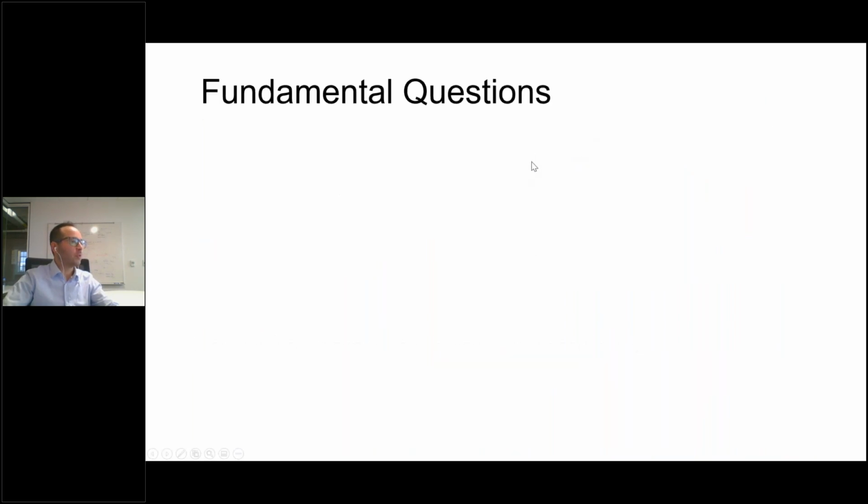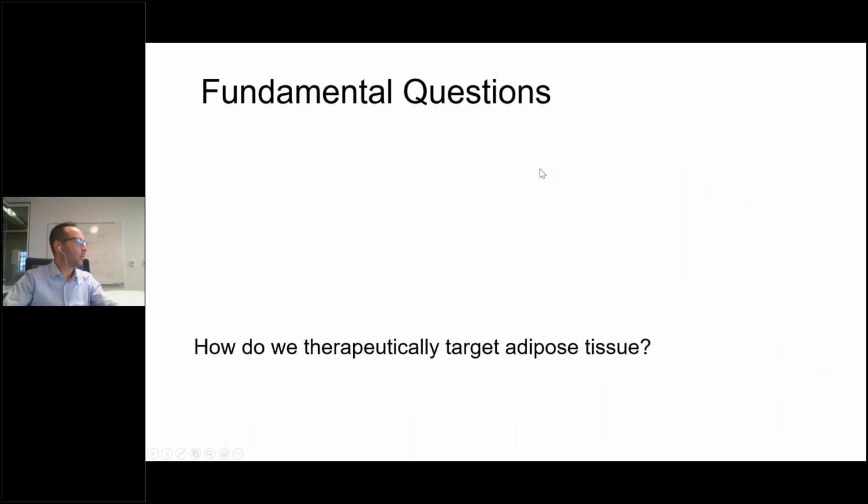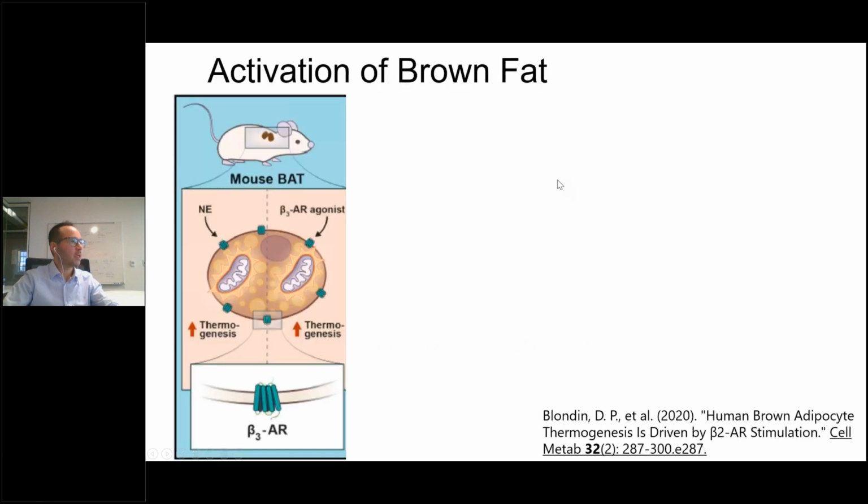And finally, this brings us to our last question, and that is, how do we therapeutically target adipose tissue? So in rodents, we have a pretty good idea of doing this, and that's through the activation of these beta-3 adrenergic receptors, which again are found on the surface of brown adipose tissue. These receptors under physiological conditions are activated by norepinephrine, which is released in response to cold. And we have a good panel of drugs developed, such as the beta-3 adrenergic agonist, which can selectively target the receptors in the rodents. And activation of these receptors are known to have potent anti-obesity and anti-diabetic properties.